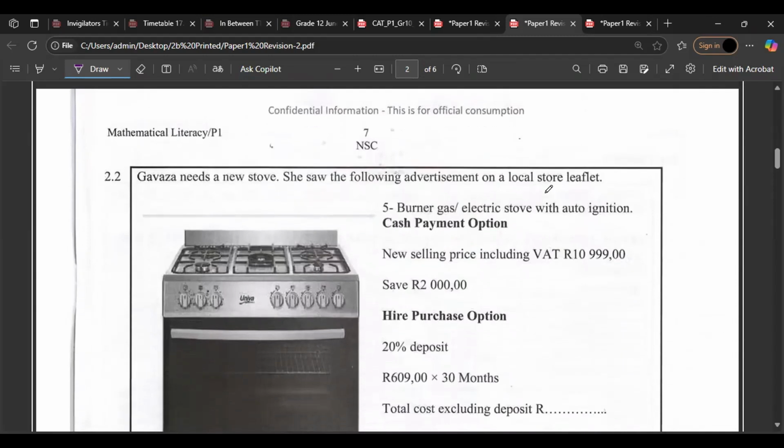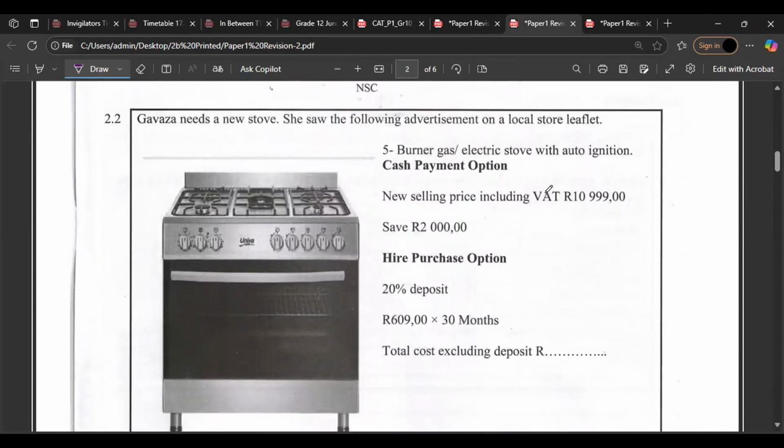Let's look at the next question. Question number 2.2. The person there needs a new stove. She saw the following advertisement on a local store leaflet. 5-burner gas/electric stove with auto ignition, cash payment option. New selling price including VAT was 10,999. Save 2,000. Hire purchase option: you pay a 20% deposit and a monthly installment of 609 rands over a period of 30 months.